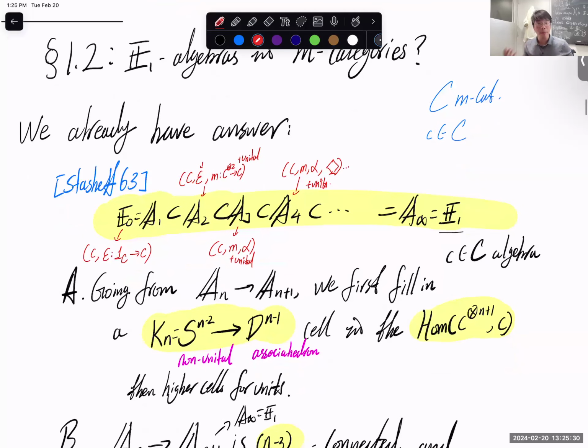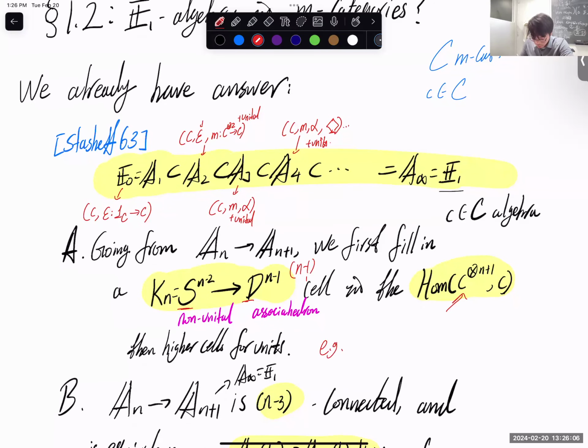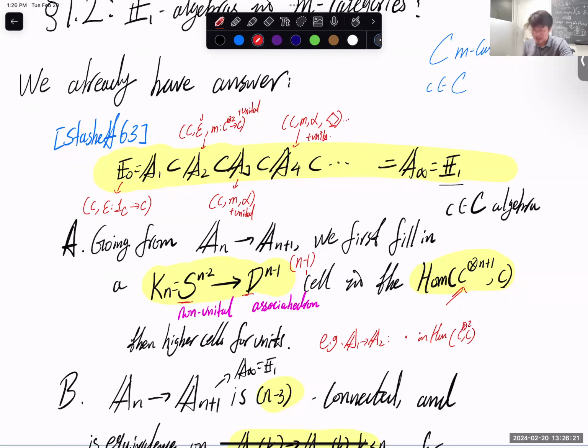Here's maybe an abstract way to show what Stasheff says. When you go from An to An plus 1, I'm adding more and more conditions, properties and data that it has to satisfy. What you have to do is fill in a disk of this form. So you have to fill in an n-1 cell in this space. For example, when I go from A1 to A2, S to the -1 is just empty. I have to basically give a point in c tensor 2 to c, and that point is exactly the multiplication.